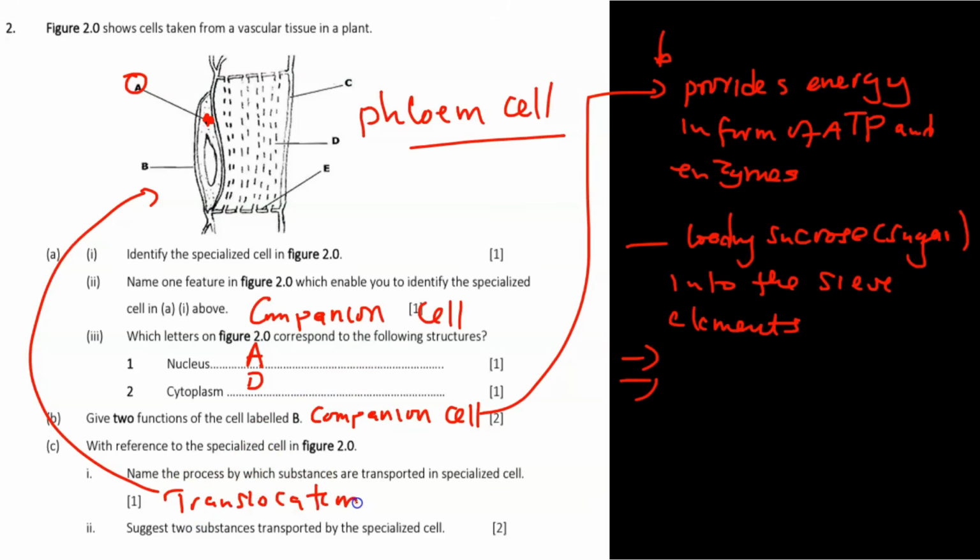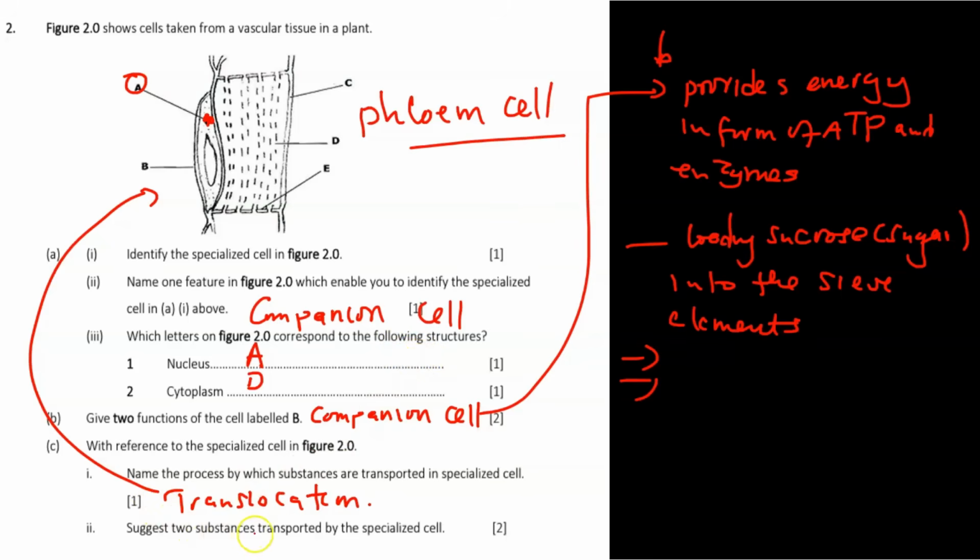So translocation, we're just looking at the transport of material from the source to the part where they are needed, where they are in less concentration. For example, the phloem moves the manufactured food in plants, the sugar, from the leaves to all parts of the plants where they are needed, of course, where they are in less concentration. And that is what we call translocation.